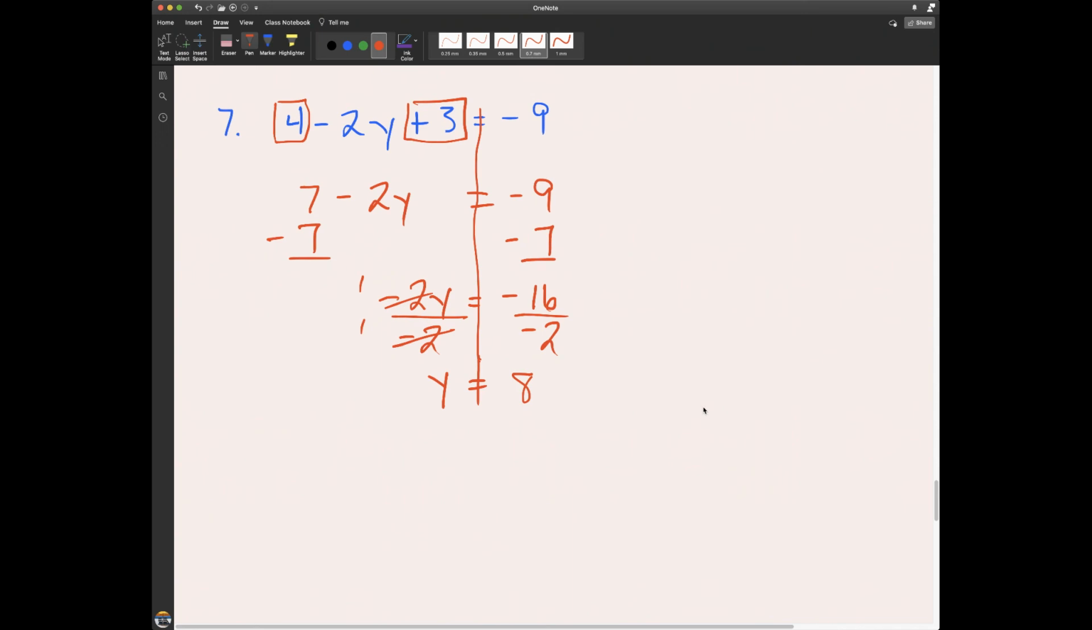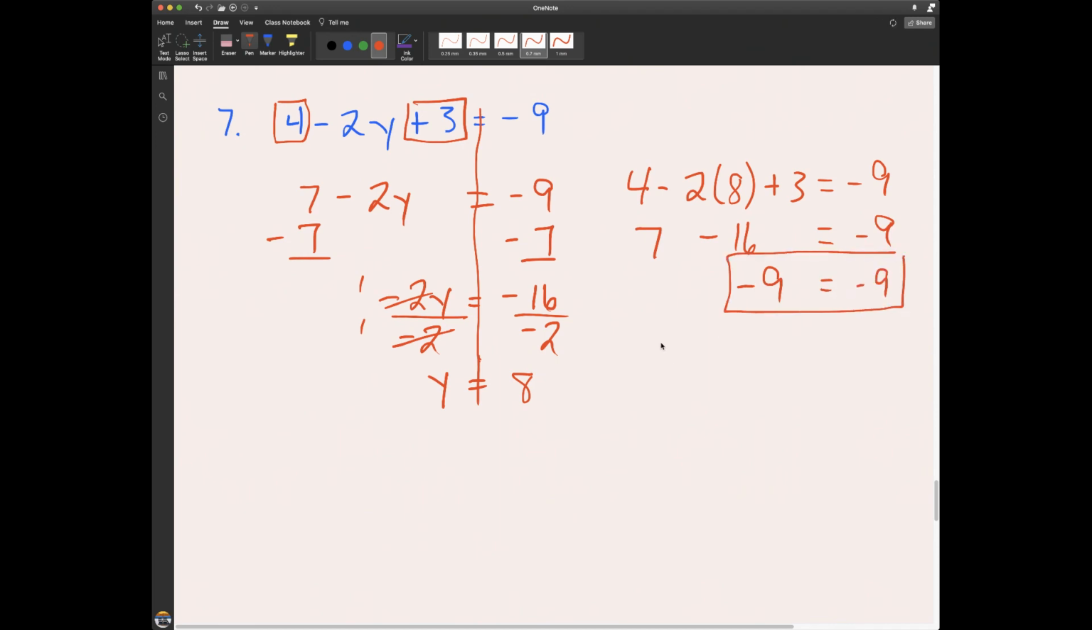Okay, and we can check that answer. So 4 minus 2 times 8 plus 3, does that equal negative 9? So the 4 plus the 3, we know that that's 7. Negative 2 times 8 is negative 16. So I have 7 minus 16. Does that equal negative 9? Yes, it does. Okay, so there we go. That means that this is the solution to that equation.